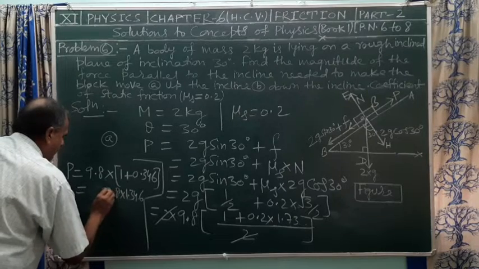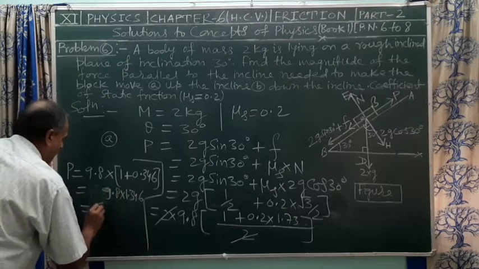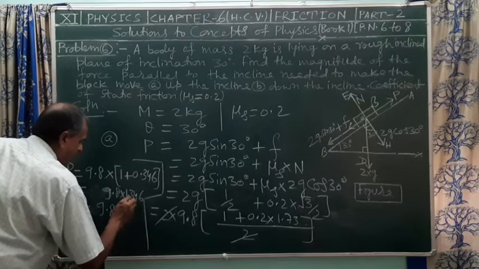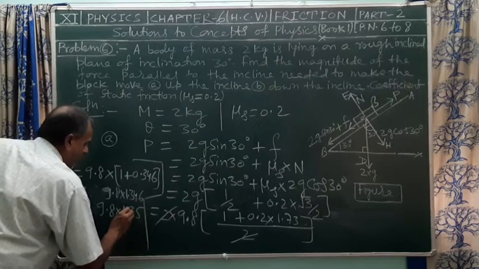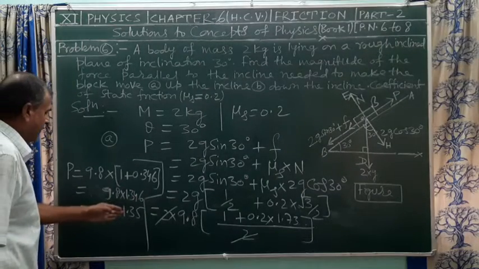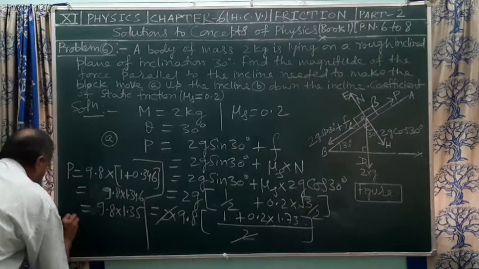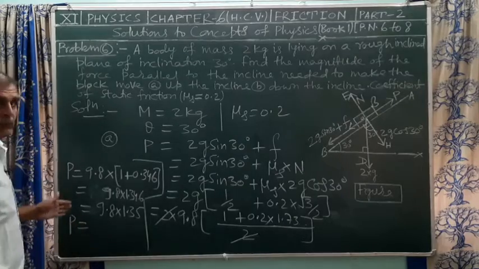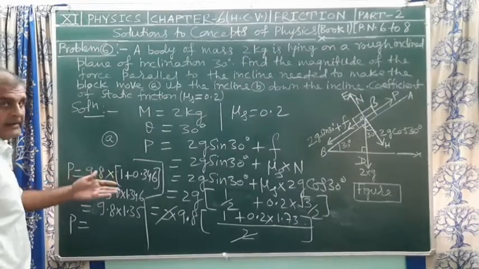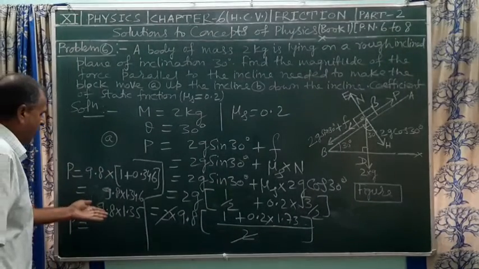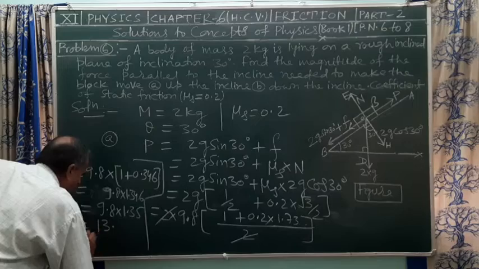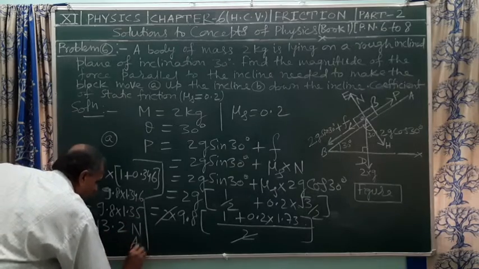The final result is now 9.8 multiplied by 1.346. We can write it as 1.35 after rounding off to two places after the decimal, so it is 9.8 multiplied by 1.35. So the final result, the upward force along the incline needed to move the body up, P is equal to, if we multiply 9.8 into 1.35, we will get 13.2 Newton. Answer.